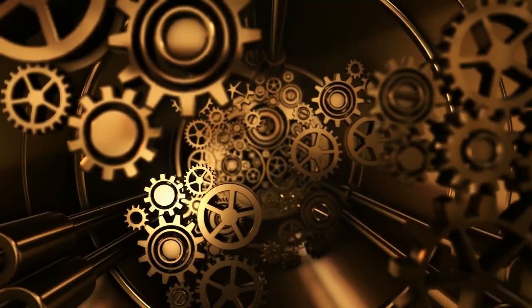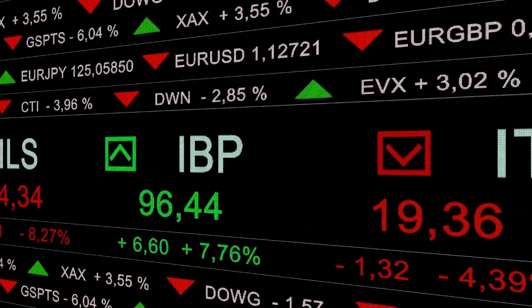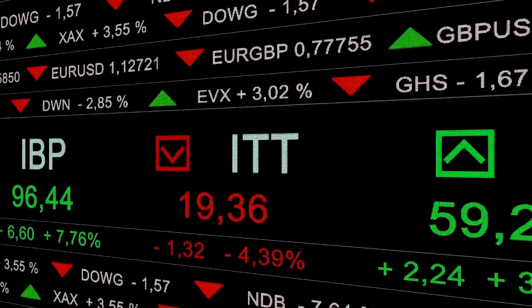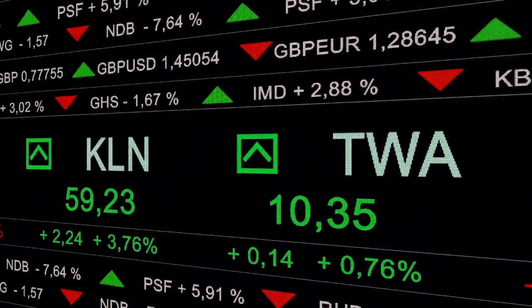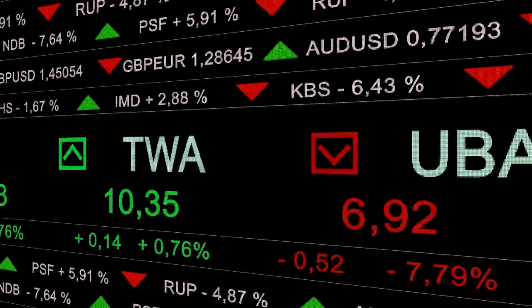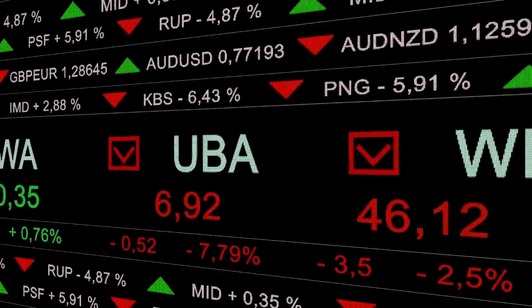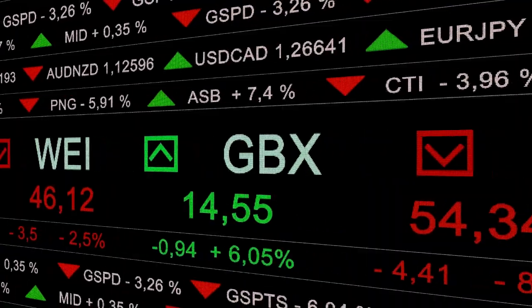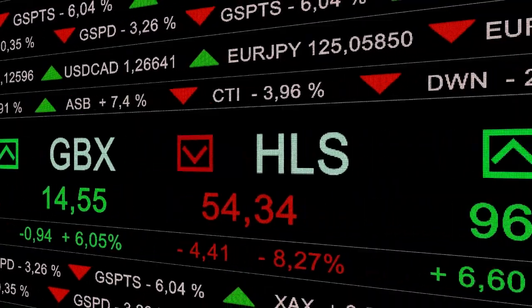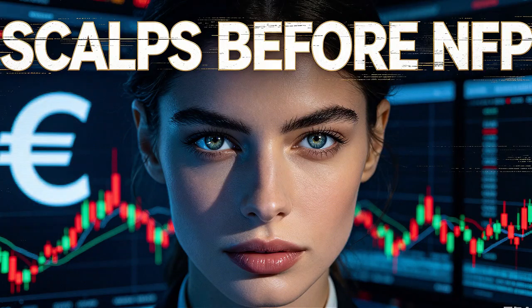But here is the single invalidation level that resets everything. If euro to US dollar closes a 4-hour candle back above 1.1440, I will stop selling. Write that number down. 1.1440. Above that, the trend structure breaks its lower high sequence and we flip to neutral. Until then, every bounce is a short entry signal.